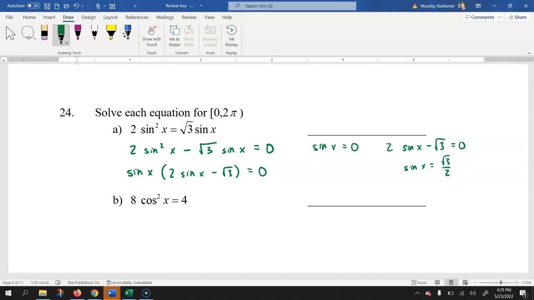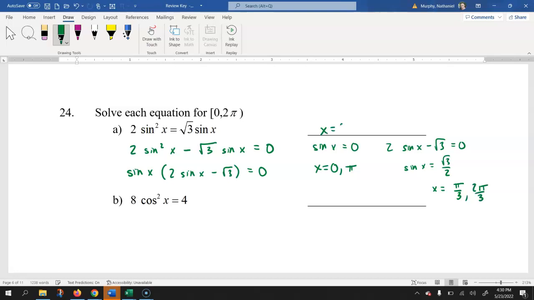Our goal is to figure out what values for x would give us these solutions of 0 and square root of 3 over 2. So the sine of x equals 0. Remember, that's going to happen at two spots, at 0 and at pi. And sine of x equaling square root of 3 over 2, that's also going to happen at two spots, at pi over 3 and at 2 pi over 3 radians.